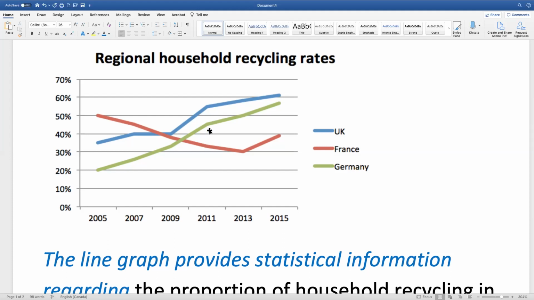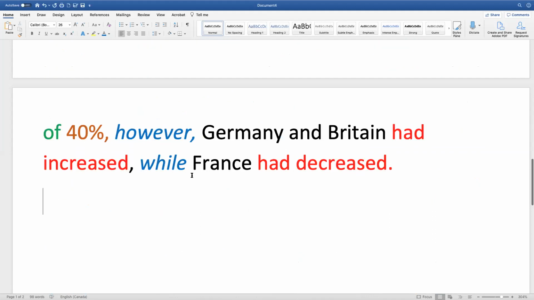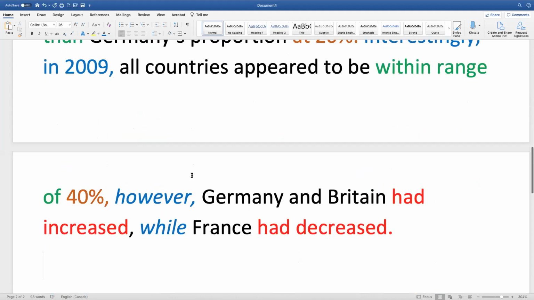Okay, so I said they are here, and I said the UK had increased to there, Germany had increased, France had decreased, okay? So just now, the past. Okay. So now, let's get to the last year.